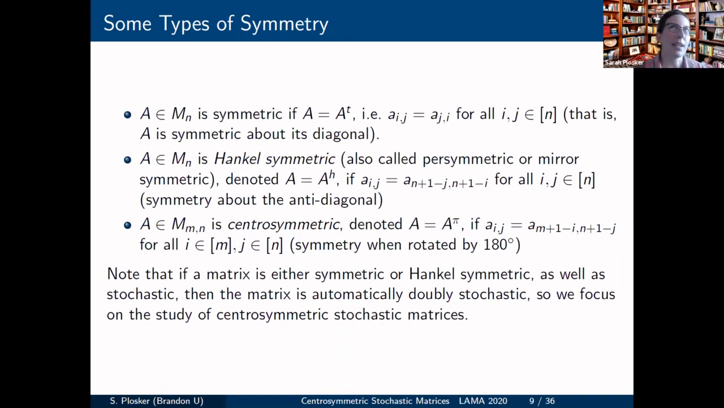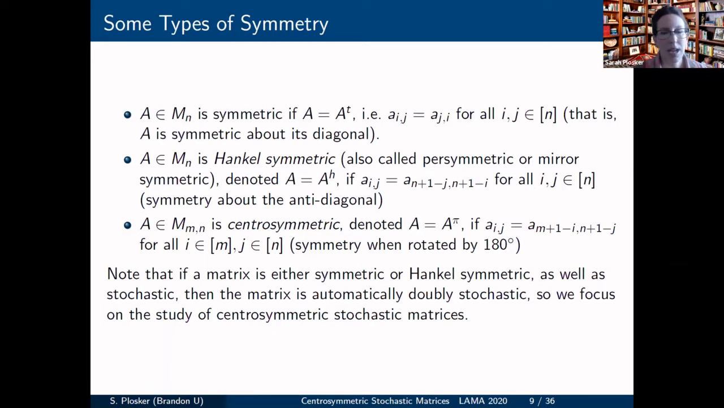So you can actually write down your matrix on a piece of paper and twirl your paper 180 degrees, and that's your new matrix. And if your matrix is stochastic and symmetric, or stochastic and Hankel symmetric, then it's automatically going to be doubly stochastic. And Lei Cao and his collaborators had already sort of worked on that.